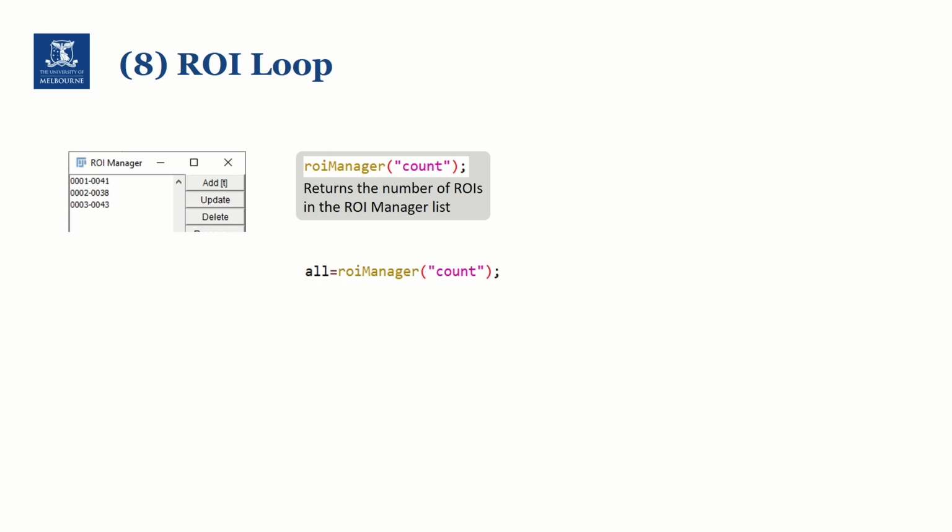So now we are going to make a for loop for our ROIs. The only thing we need to know to set up a for loop is the total number of ROIs on the list. We can get that information using the ROI Manager function with the option string as count. This will return the number of ROIs in the ROI Manager list, so we can store the number in a variable named all. And we can set up a for loop based on that information.